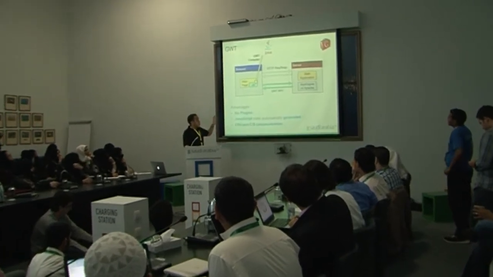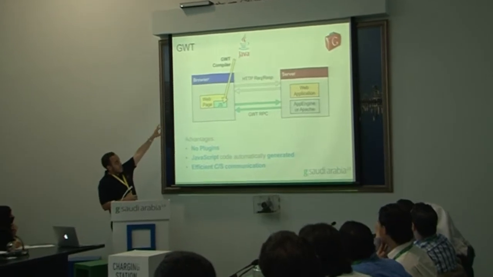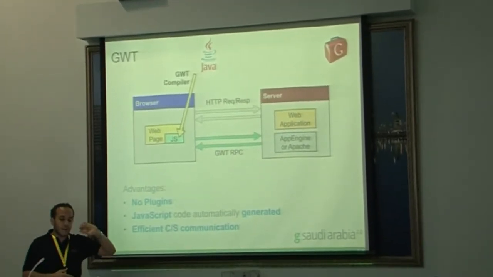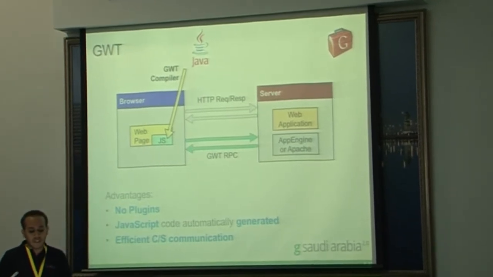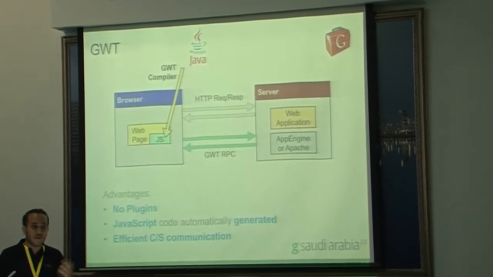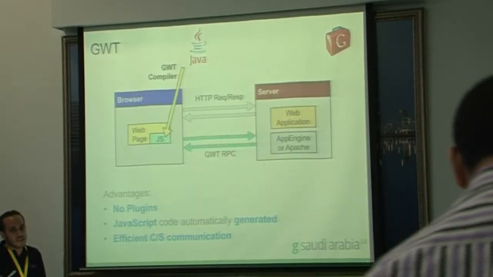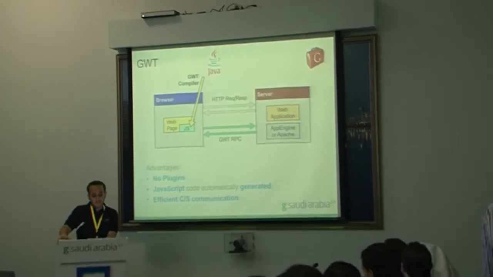So in the world of GWT, Google Web Toolkit, you write Java code. And Java code gets translated into JavaScript. And you don't need to worry about a lot of the browser idiosyncrasies. The JavaScript gets automatically generated. And again, Java is really nice because it has a very strong type system. It's also static. And we'll get into that.